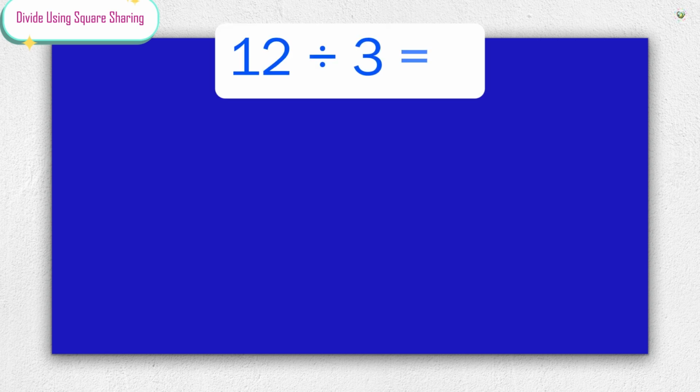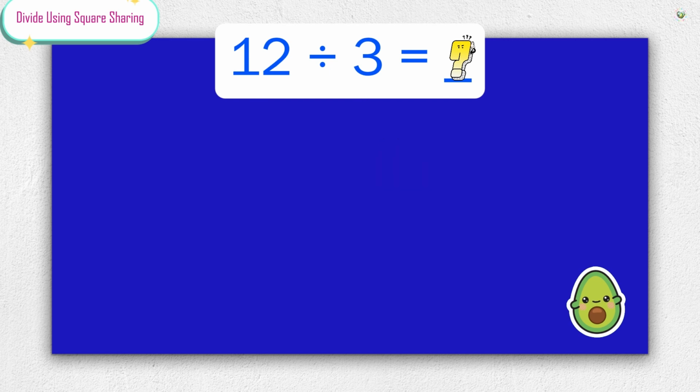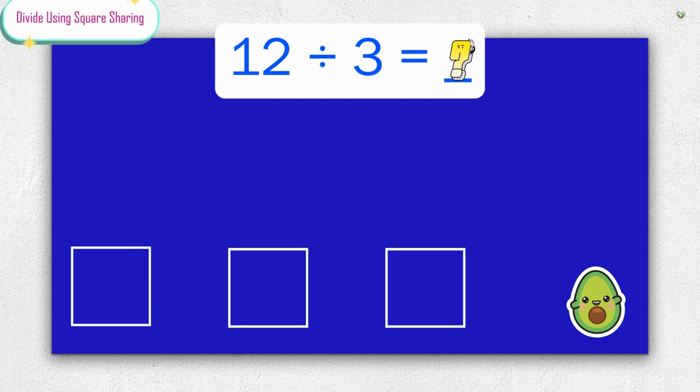This is so cool. Can we do another one? Absolutely. This time, let's try 12 divided by 3. So, we have 12 strawberries to share between 3 cats. Ready? Ready! So first, we draw 3 squares for our 3 cats, right? Yep, you got it. Then, we'll share the strawberries, 1 at a time, until we run out.